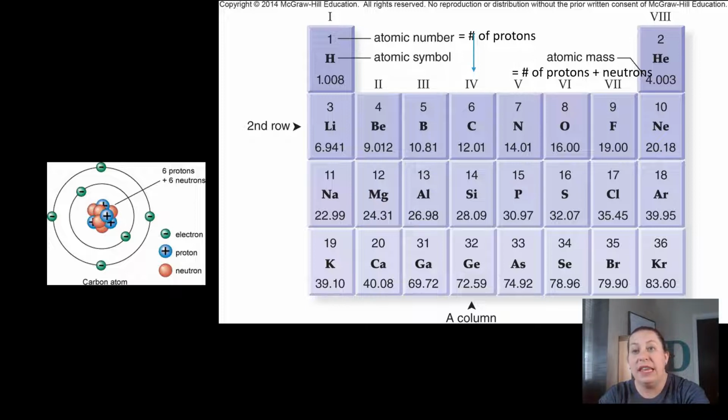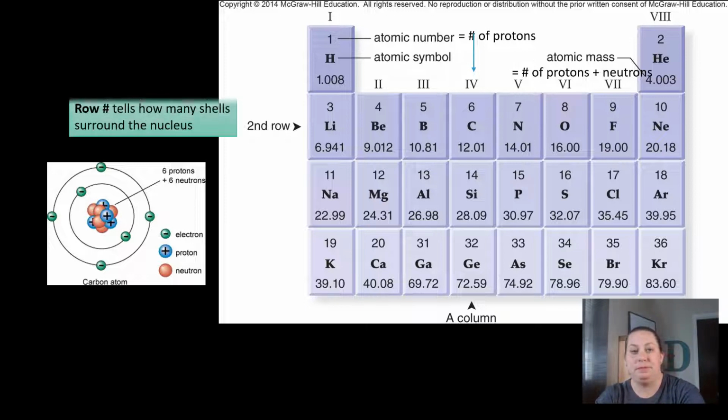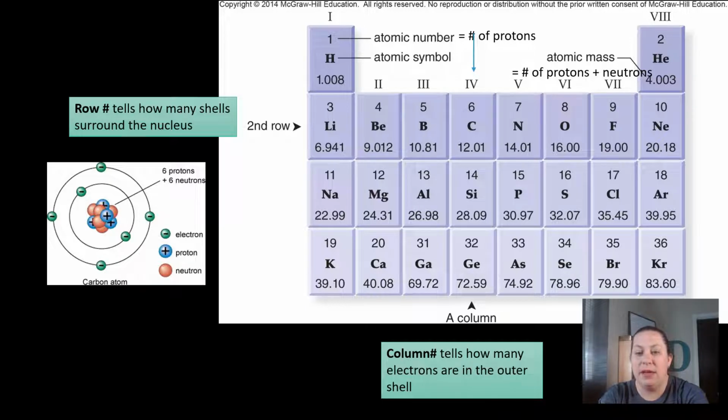So in the case of helium, there are 4. When we look at the idea of protons plus neutrons, if I look at the atomic number, there are 2. So 4 minus 2 tells me that I have 2 neutrons. So guys, the rows tell you how many shells surround the nucleus. If they're in row 2, there are 2 shells that surround the nucleus. If they're in row 3, they have 3 shells that surround the nucleus. So the column number tells you how many electrons are in the outer shell.